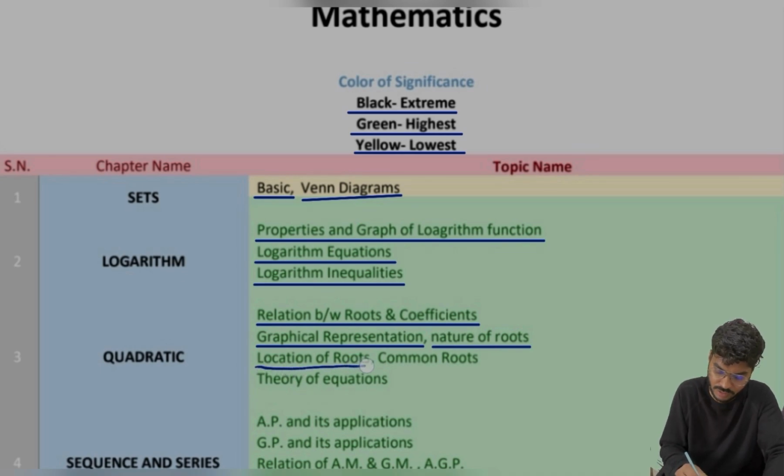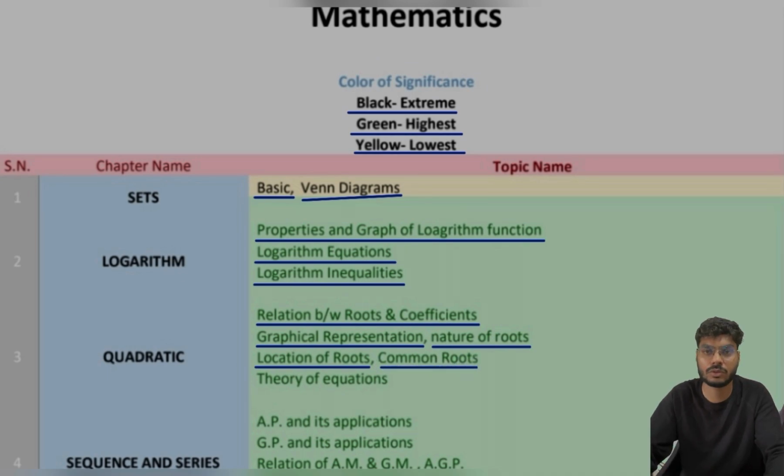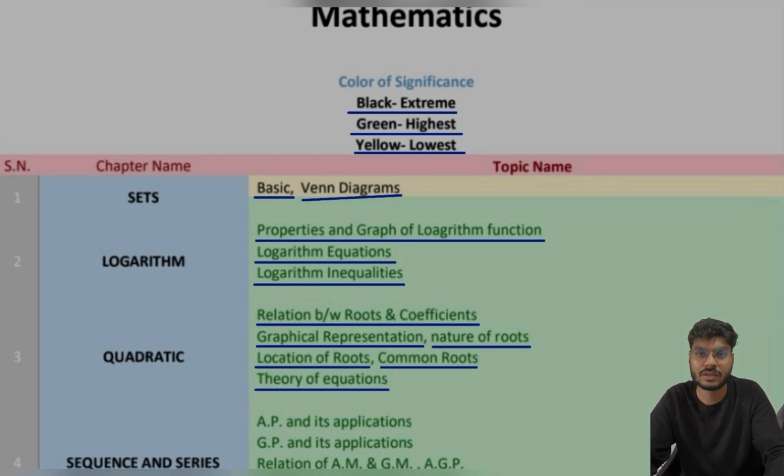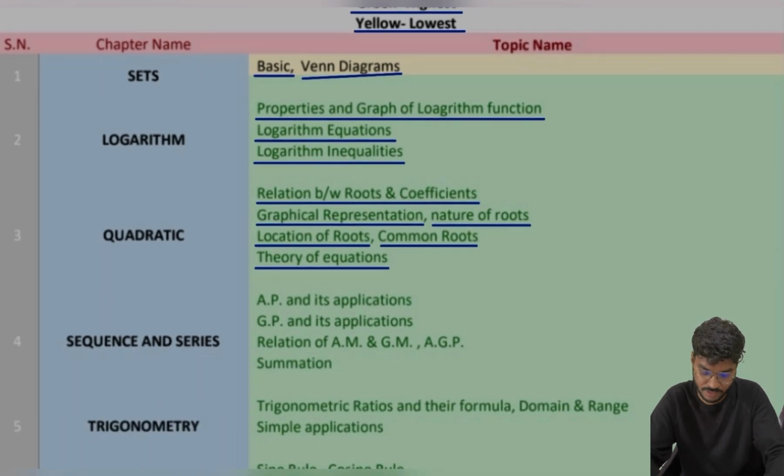Location of the roots is not too important, but you can just revise it. Common roots, of course we know how two roots are common, or one root is common, what conditions we have. Theory of equations. What do you mean by theory of equations? Any cubic equation, what is the sum of the roots, the sum of the roots taken two at a time, what is the product? Minus b by a, c by a, minus d by a.